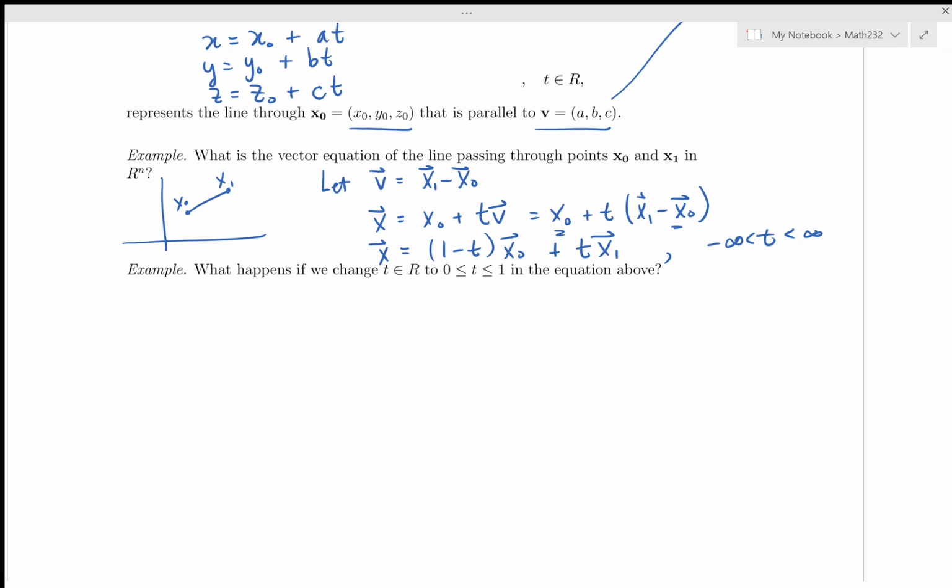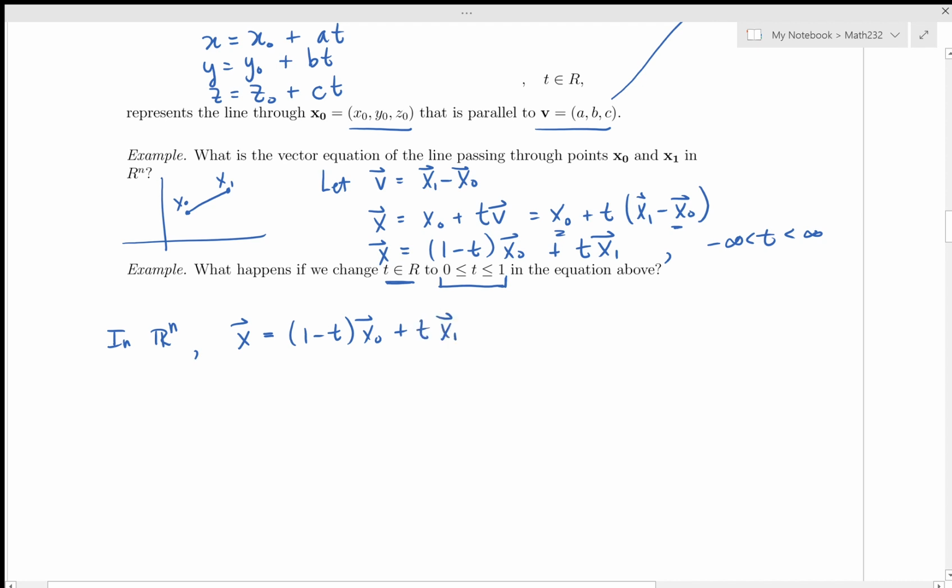Okay, so that's what this means. T is in R, t is from minus infinity to infinity. What happens if we change that from t going from minus infinity to infinity, to t going between 0 and 1? So let's just write out the equation. What we have here in Rn, we have x is (1 minus t) x naught plus t x1.